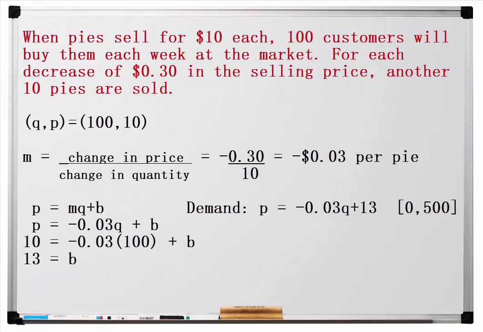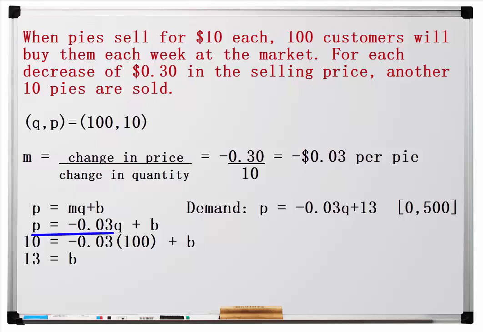Similarly, we derive the demand function. When pies sell for $10 each, 100 customers will buy them each week. This gives the point Q comma P, which equals 100 comma 10. Then for each decrease of 30 cents in the selling price, another 10 pies are sold. This corresponds to the slope.